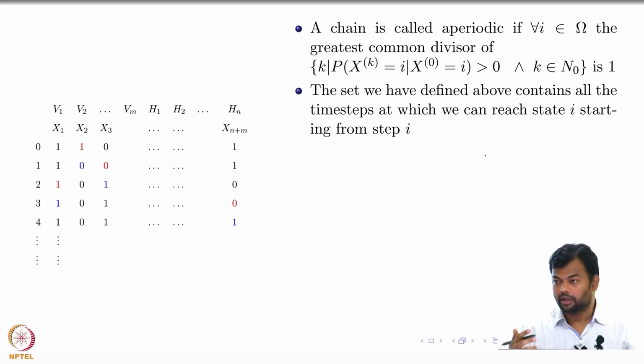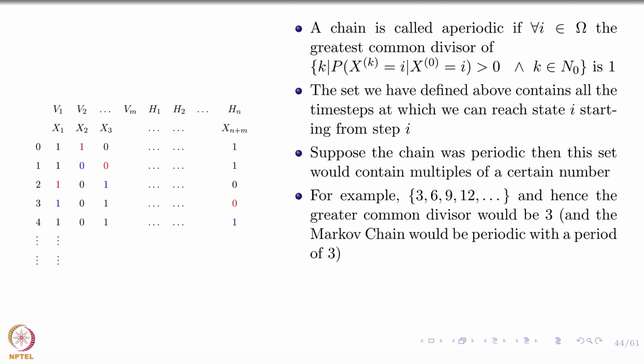So if it contains these kind of values, right, 3, 6, 9, 12, that means it's saying that starting from a state I at time step 0, I can only reach the state I again at these multiples. That means this is periodic, right? I cannot reach it at anything which is not a multiple of this period. Is that fine? So that's what periodic means.